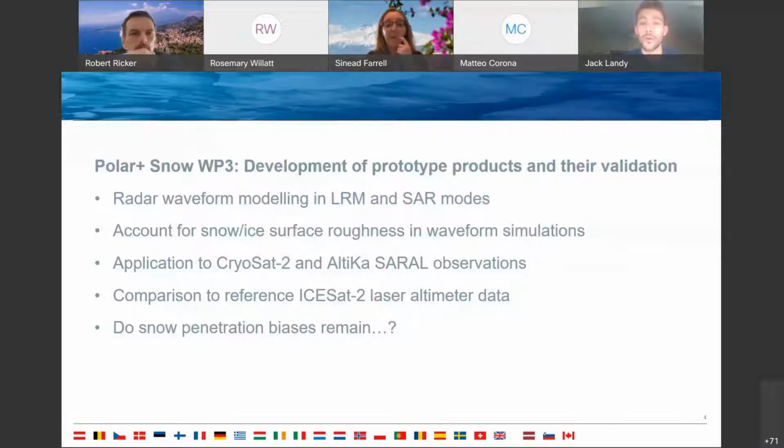of the snow surface freeboard. And we want to see whether the penetration biases remain. And it's important in the course of this work to not really think of IceSat-2 necessarily as validation data for the other sensors, but more as an intercomparison between the three sensors.